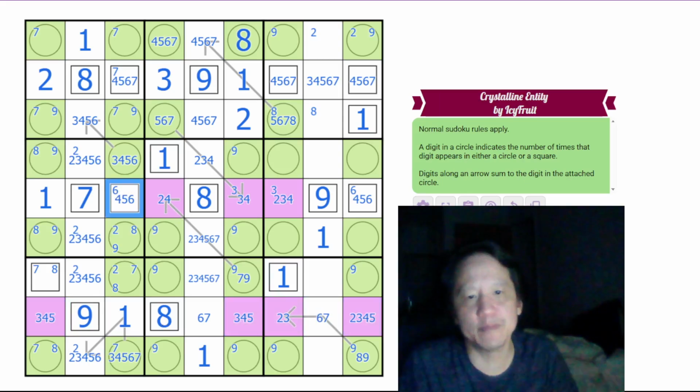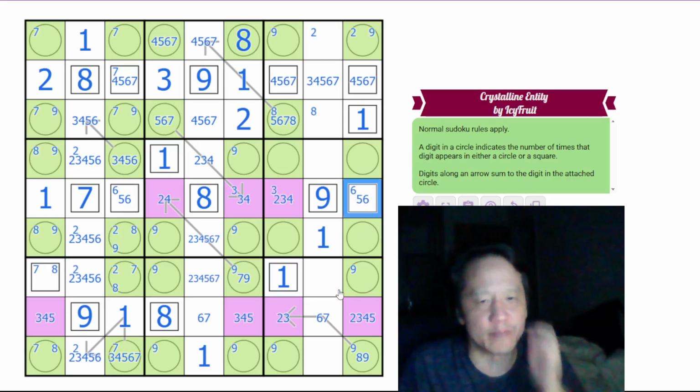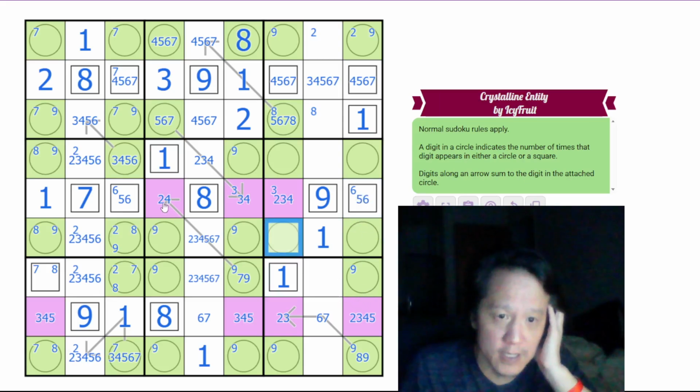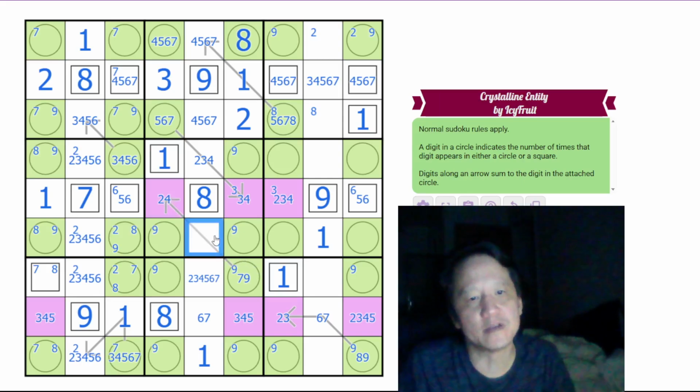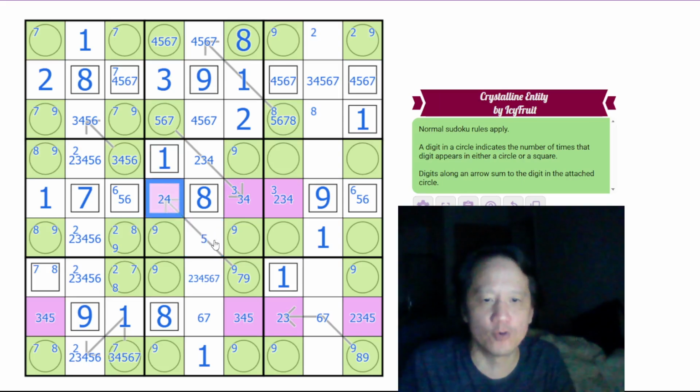So this cannot be 4. This is 5 or 6. This cannot be 4. It's 5 or 6. This is 2 or 4. To add up to 7 or 9, to add up to 7, it's 2 and 5, and it cannot be 4 and 3.